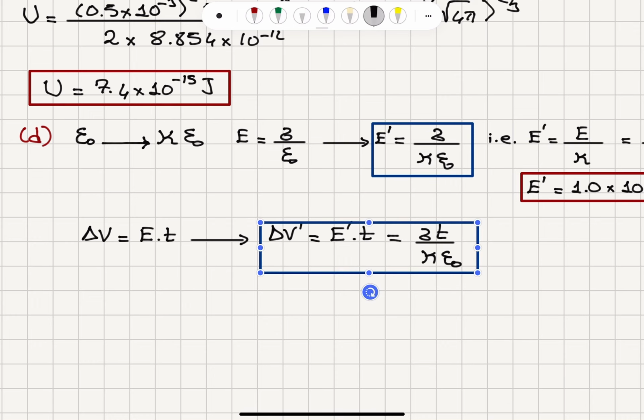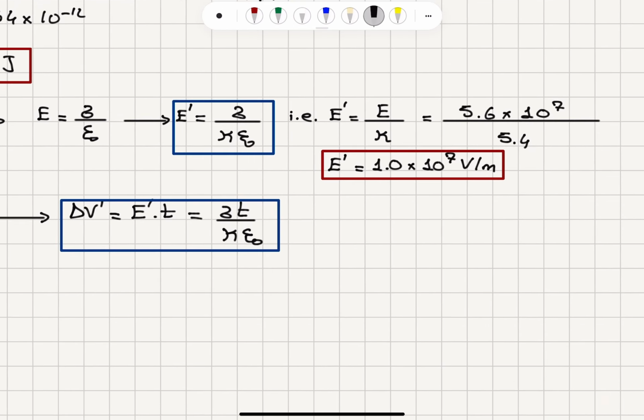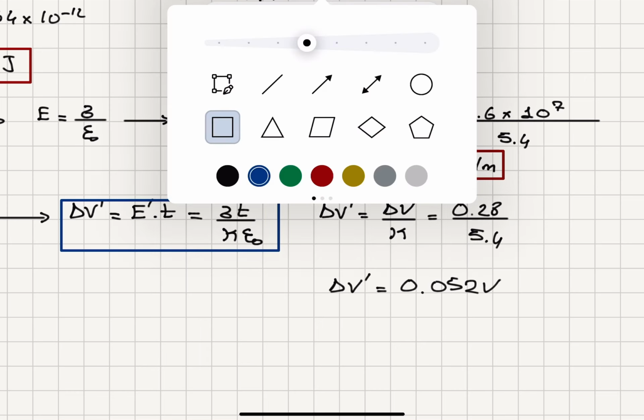And if I substitute the numbers here, delta V prime is the previous potential difference I calculated divided by kappa. So that is 0.28 volts divided by 5.4. So I find that the new potential difference, delta V prime, is 0.052 volts.